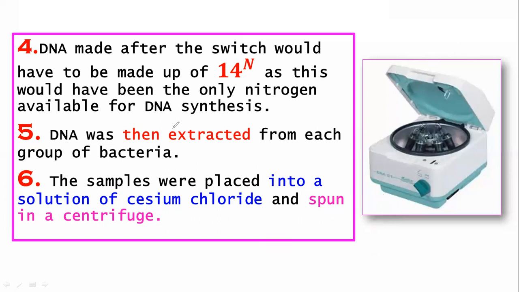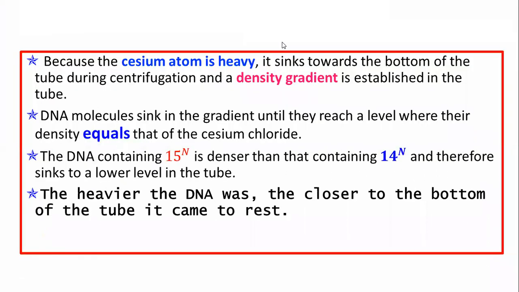So we picked the DNA from the E. coli which were grown in N14. We extracted that DNA, placed it in a solution of cesium chloride, and then spun it. We use that as a solvent so that the DNA can be separated. Because the cesium atom is heavy, it will sink toward the bottom of the tube during centrifugation, and a density gradient will be established. Basically, we use this centrifuge machine on the principle that heavier material will always sink to the bottom first.